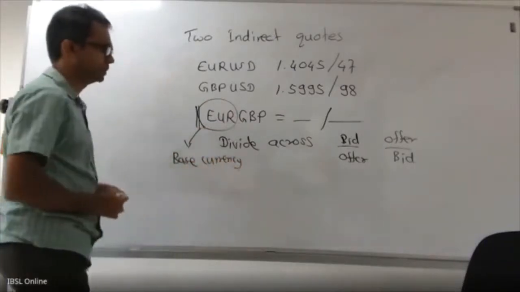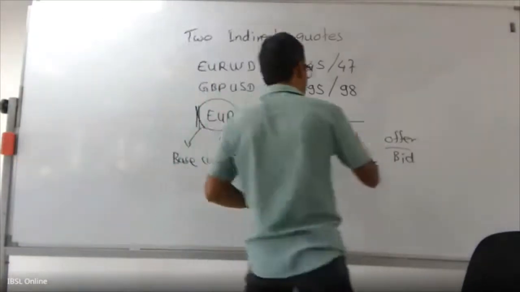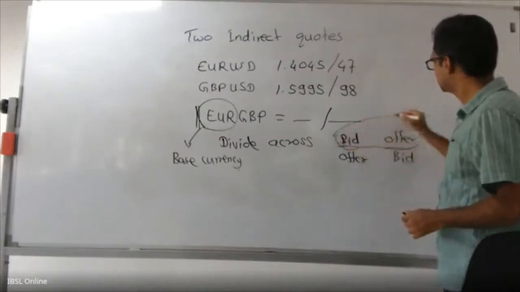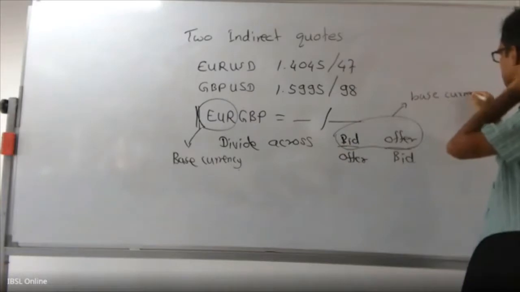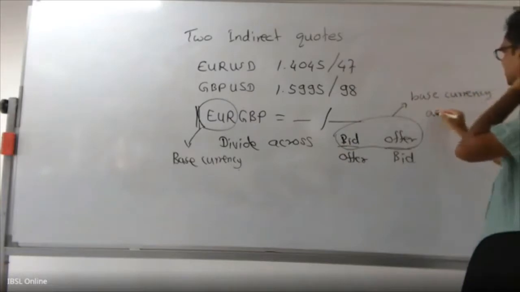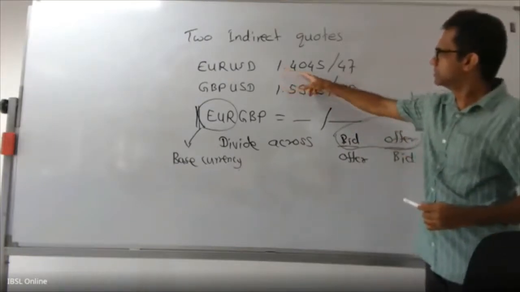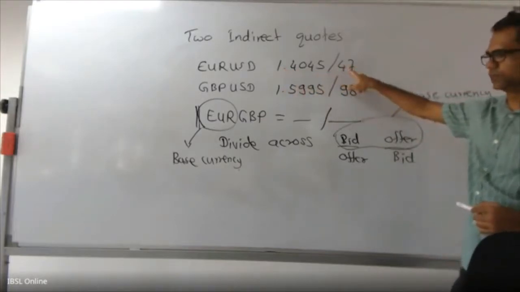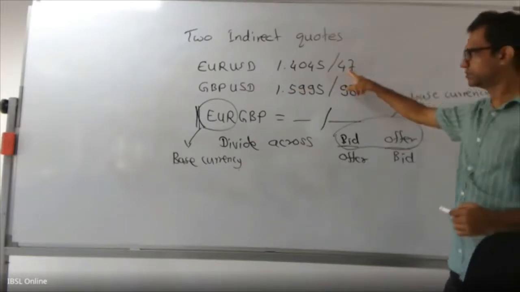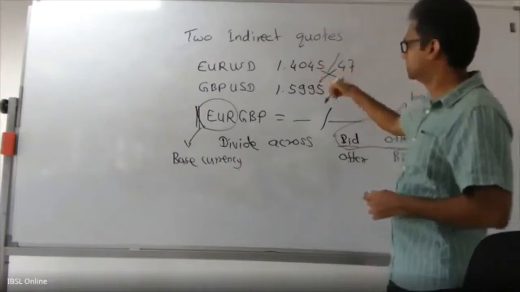So therefore, when you divide bid by offer or offer by bid, these should be of the base currency rates against USD. That means 1.4045 and 1.4047. That's the rule. So that's why I have indicated like this, divide across.